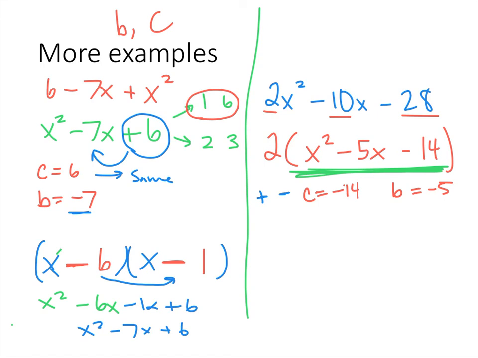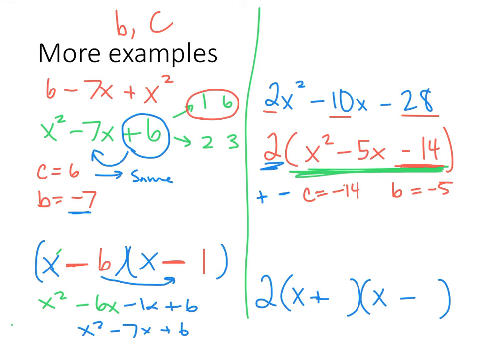So if I was to set up my parentheses to get ready for this, I would have 2 on the outside because that was already there, and then I would write my 2 parentheses. I know that I'm going to have an x plus something and an x minus something. The reason that I know that is because C is negative. The only way to get a negative answer when you multiply is if one is positive and one is negative. Over here, that's what I was trying to explain, that the only way to get a positive answer on the end is if they're both positive or they're both negative.